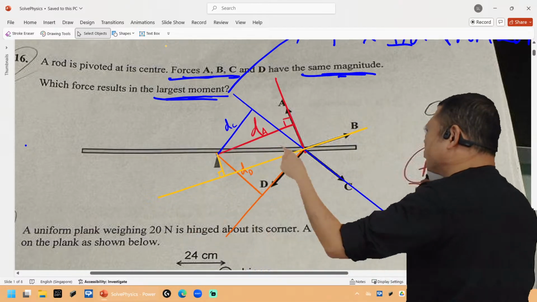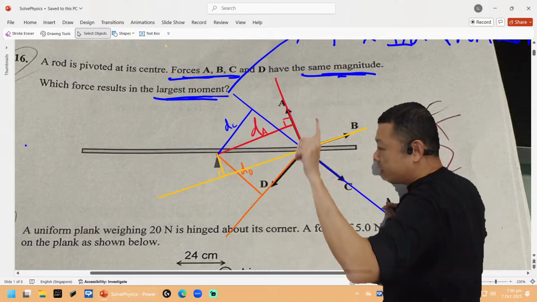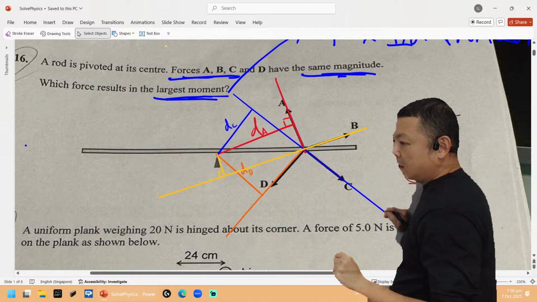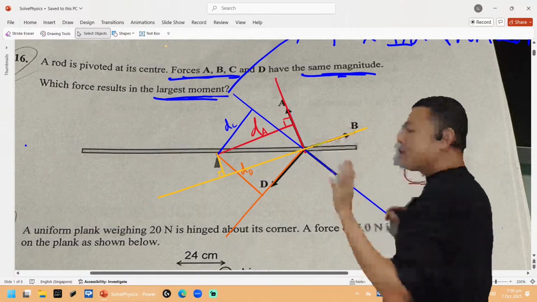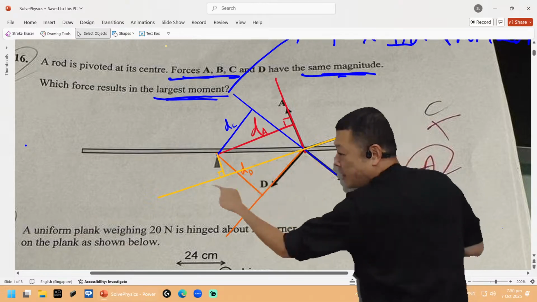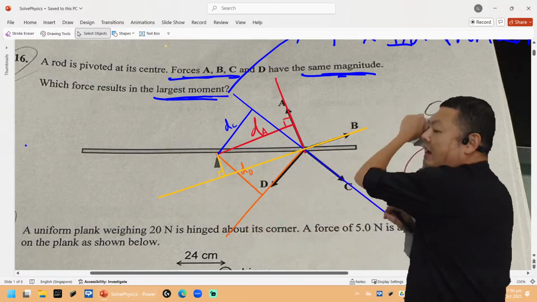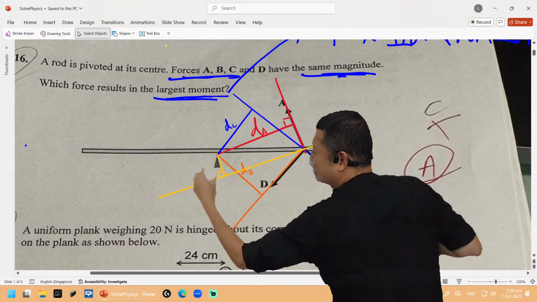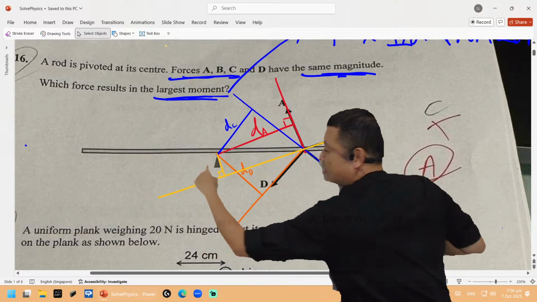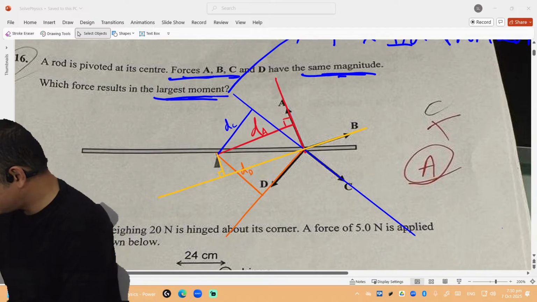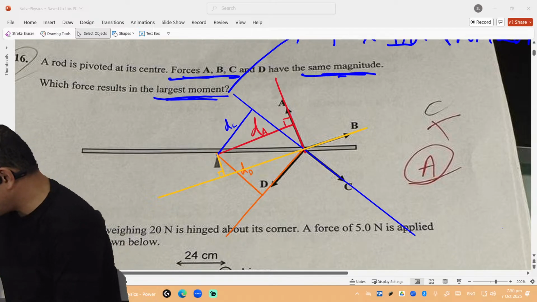But I need you to see the others because I can switch this question around and ask which one gives the smallest moment. Then you should understand that B gives the smallest moment. Why? When you draw the line of action of B, the line of action is this entire line here, and then the distance is here, like this.